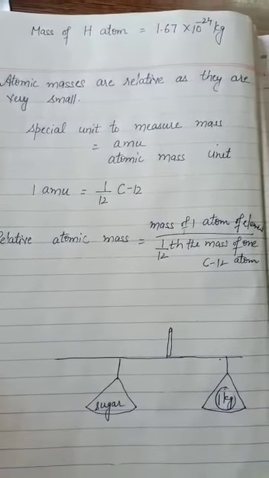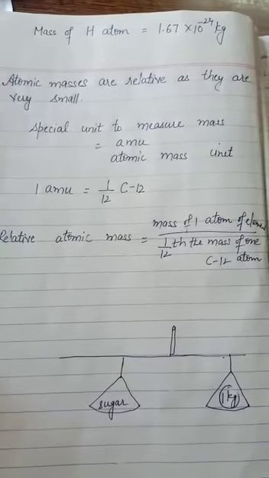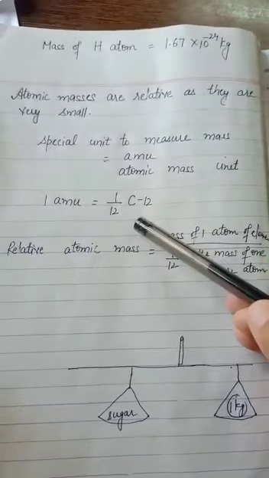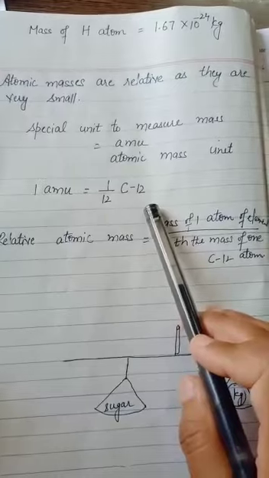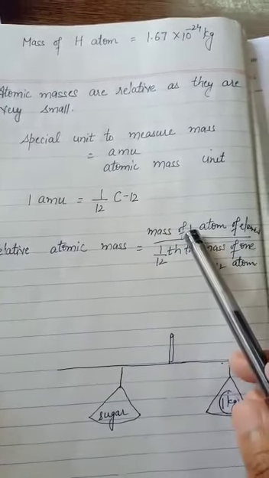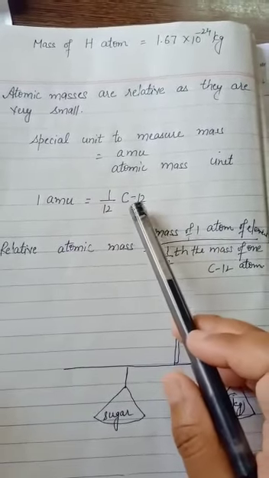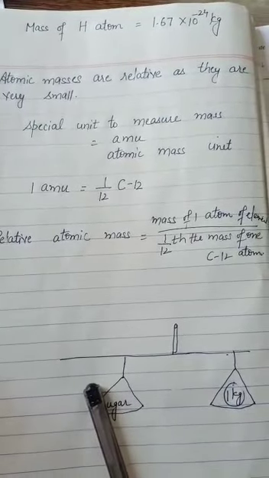But from 1961, scientists decided hydrogen is not a good idea to use as a reference. So the reference would be carbon. Carbon has 3 isotopes, so they chose carbon-12. What are isotopes? Isotopes are the elements which have the same atomic number but different mass number. So they chose carbon with mass number 12 as the reference.